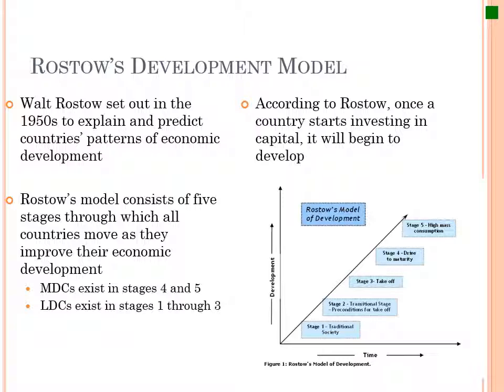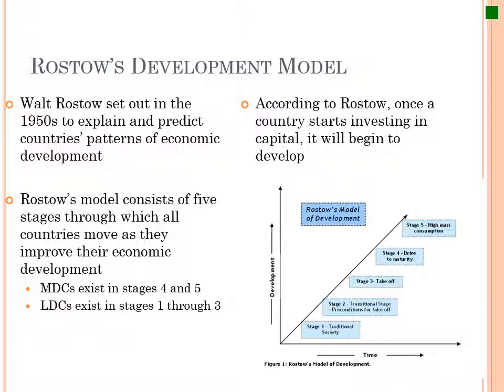So Rostow developed this model in the 1950s to kind of predict how countries would develop their economies. So currently, MDCs, or more developed countries, are in stages 4 and 5, and LDCs are somewhere between stages 1 and 3. So he argues that once countries start investing in their economy, putting money towards their economy, then they will begin to develop. So, and it's just a matter of time.